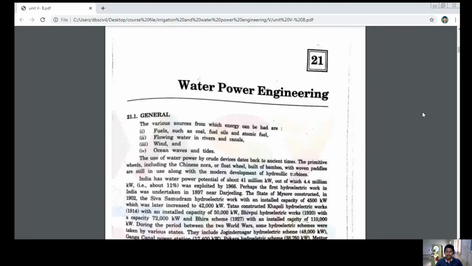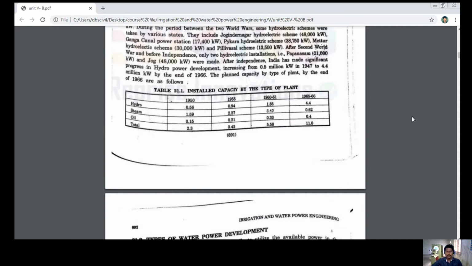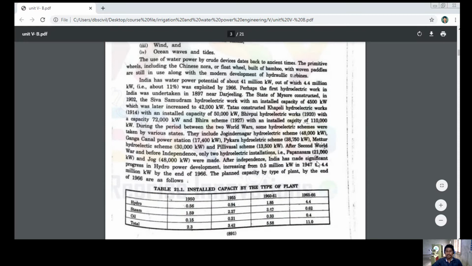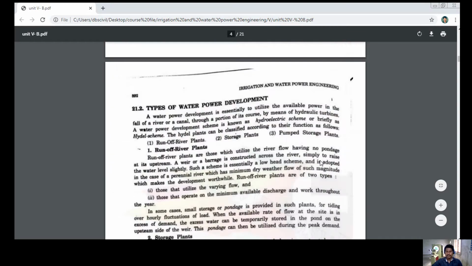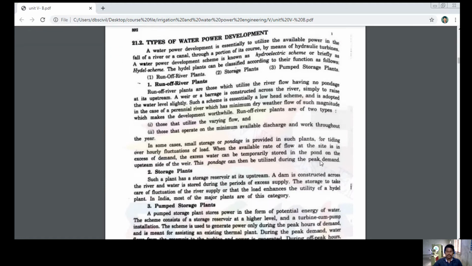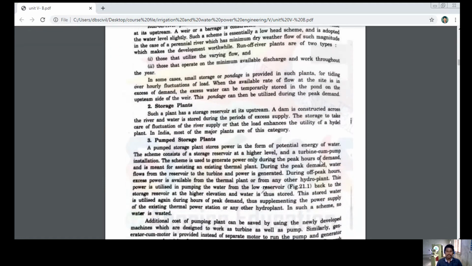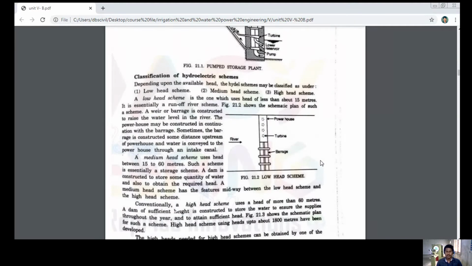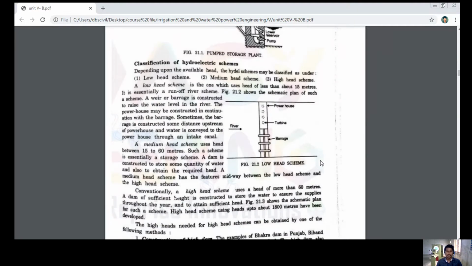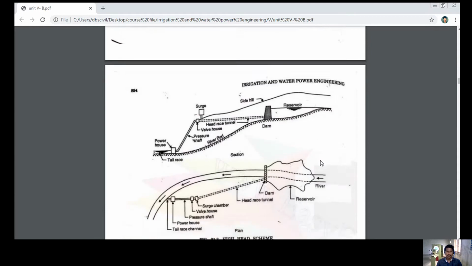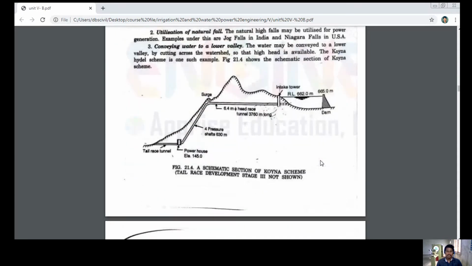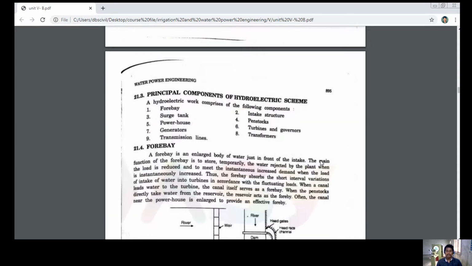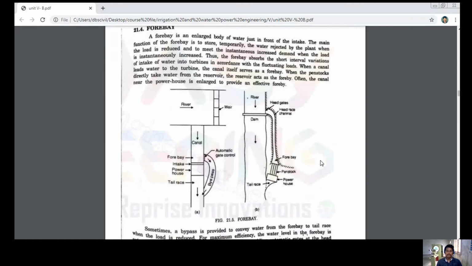In this unit, we have covered some topics so far. They are what is water power engineering and where all the water power engineering systems are made in India, what are the types of water power developments and their classifications, and some of the classification of hydroelectric schemes. Following that, we have seen the principal components of a hydroelectric scheme.